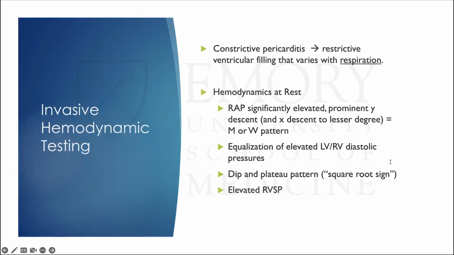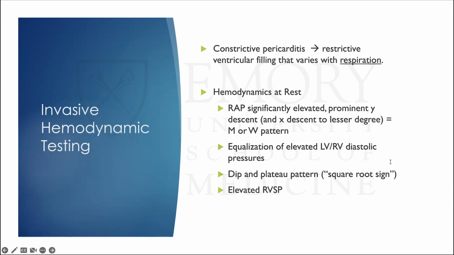So the last thing I'll end with is invasive hemodynamics. Our patient was taken for the left and right heart cath, but before we get to those results, I want to talk about what you should see. With constrictive pericarditis, the big key feature is you're looking at changes with respiration, right? So on left and right heart cath, or right heart cath more so, when you have a patient with constriction at rest, you should see increased atrial pressures, significantly elevated. You should see prominent Y descent and X descent, which when you see those two next to each other actually forms this classical M or W pattern.